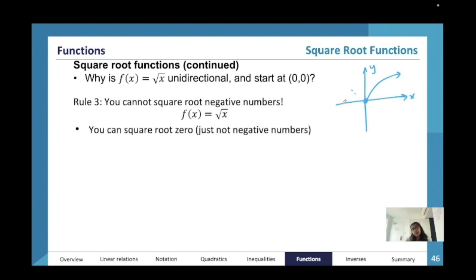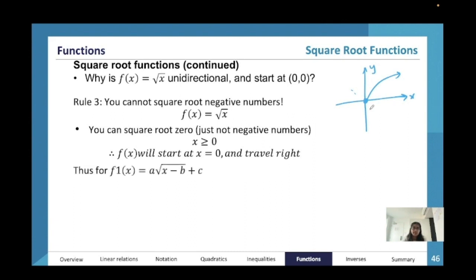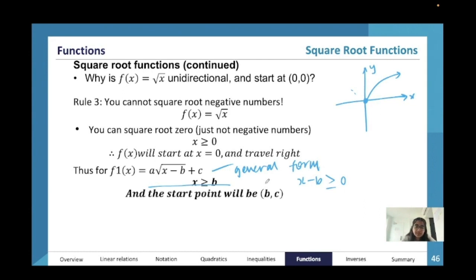You can square root 0, so that's why you have this 0, 0 starting point. So essentially our domain is x is greater than or equal to 0, so x is from 0 included to infinity. If you have f of x is this, this is our general form. We say x is greater than or equal to b because x minus b is greater than or equal to 0, and the starting point is b, c. So these are our starting point, b, c.